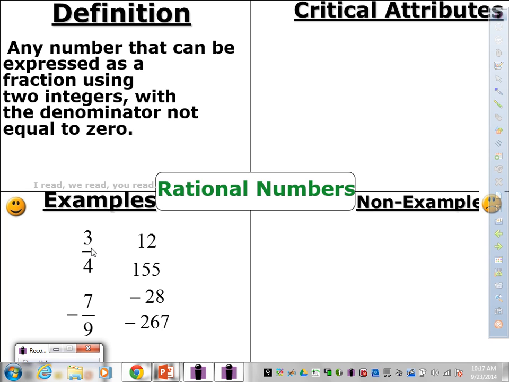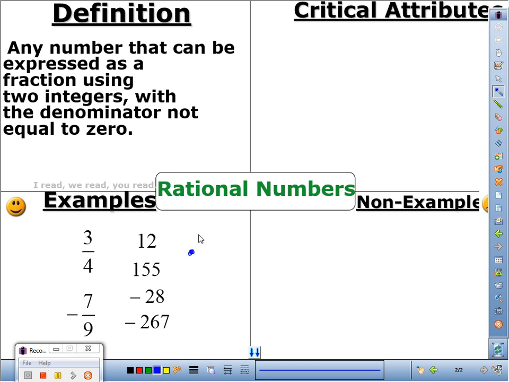There's 3/4, -7/9, 12, 155, -28, -267, but we can also include in here, how about 0.25? Can we write 0.25 as a fraction? Yeah, by writing it over what? 100. How about 0.7? Can you write that as a fraction? Over what? 10. When it's one digit, it's over 10. Okay?